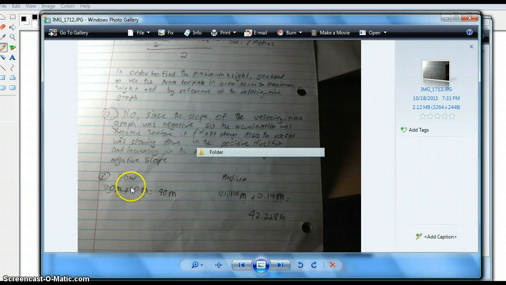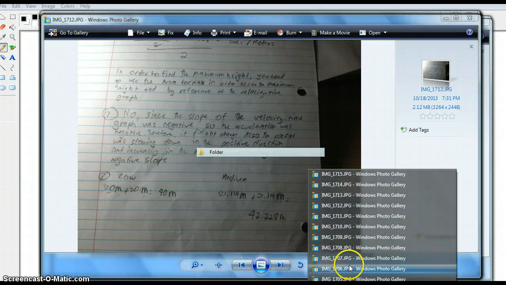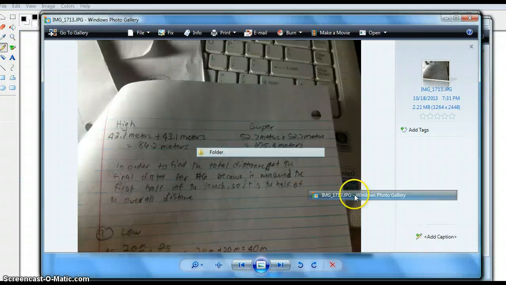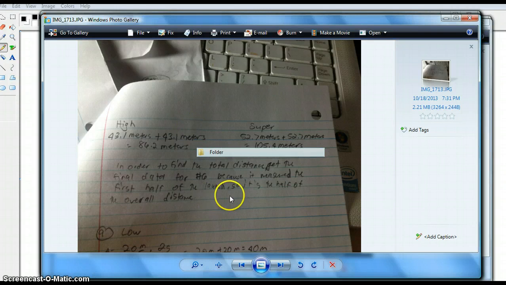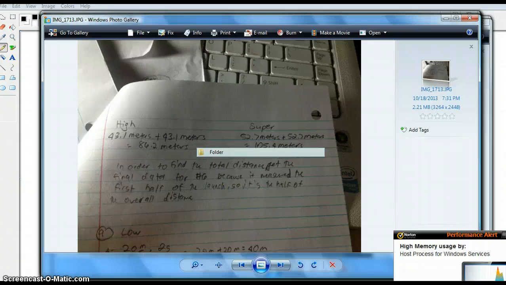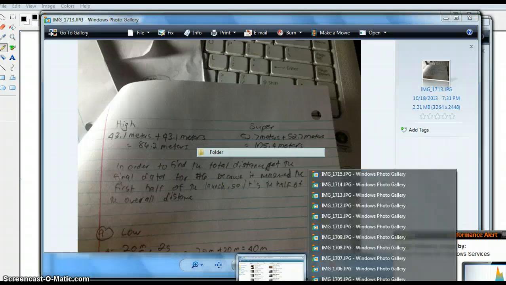40 meters. I'm just adding another 20 because as I said, once you go up 20 meters, you go back down 20 meters. Same thing for medium, 42.228 meters. High is 86.2 meters, super is 105.4 meters. And it says right here, in order to find the total distance, get the final data for number 6, because it measured the first half of the launch, so it's half the overall distance. I don't know if that made any sense.